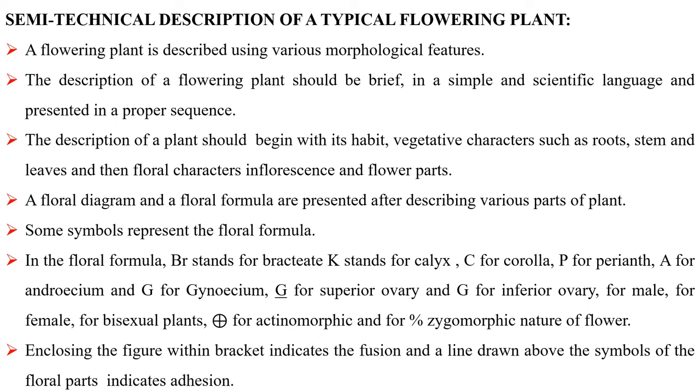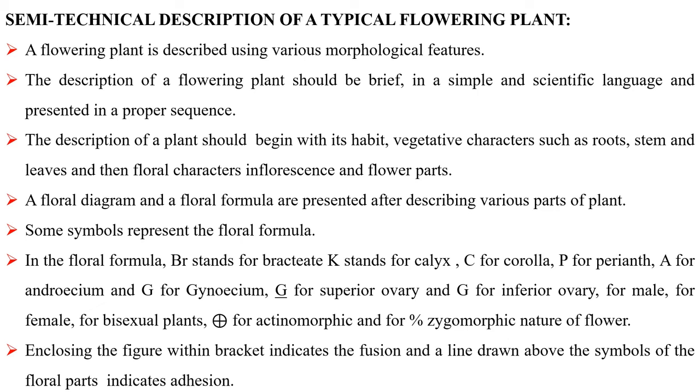Semi-technical description of a typical flowering plant. A flowering plant is described using various morphological features. The description of a flowering plant should be brief, in simple and scientific language, and presented in a proper sequence. The description of a plant should begin with its habit, vegetative characters such as roots, stem, and leaves, and then floral characters, inflorescence, and flower parts.